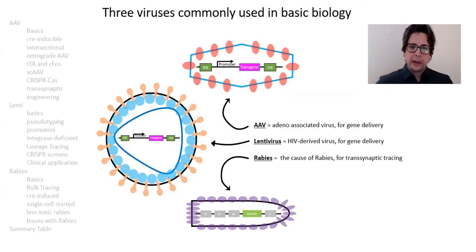The first two, AAVs and lenti, fall under the same framework where they're basically vehicles for delivering genes. And because of that, they can be used for a large variety of applications, many, many ones. Whereas the rabies virus is a bit more unique in that, as far as I know, its main use is for basic science, for transsynaptic tracing. So it has a much more limited scope.